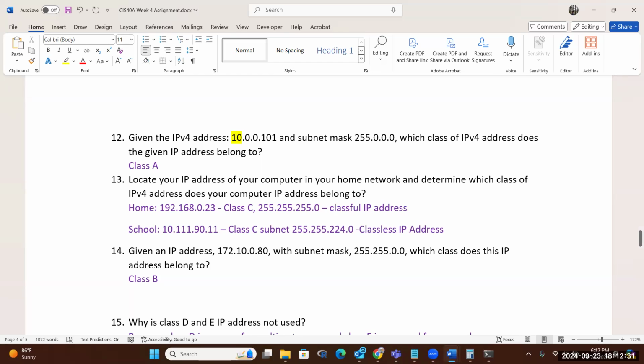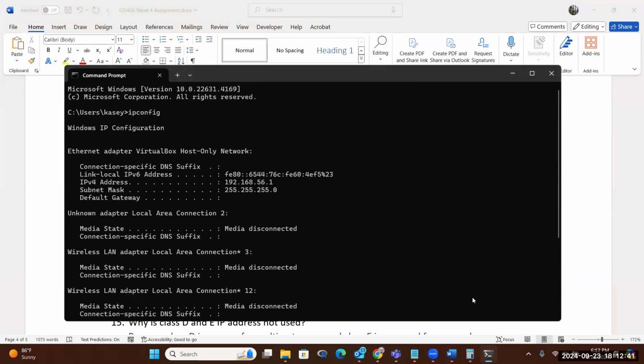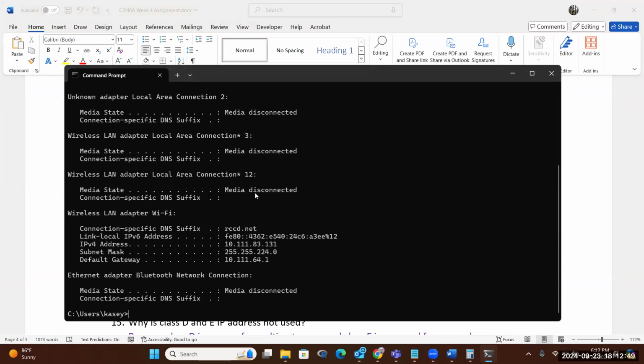Okay, so that's an example for you to follow. And you just do ipconfig in the command prompt to see your IP. And it should pop up like this, right? So this is the school one now. And it's still a class C, classless IP address.